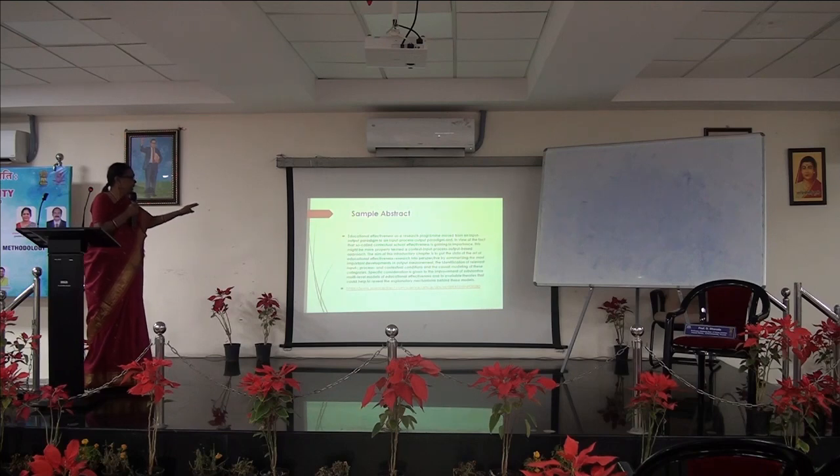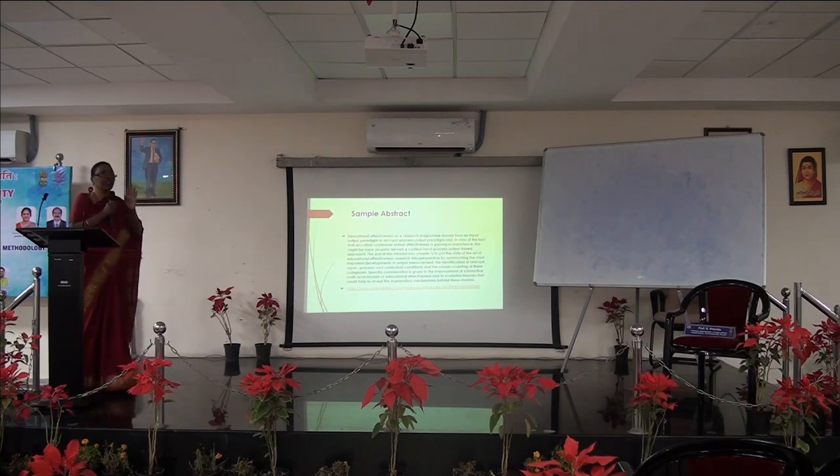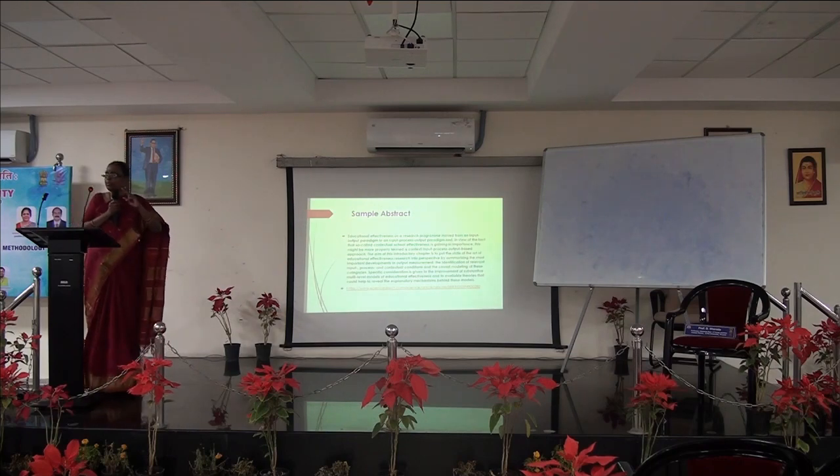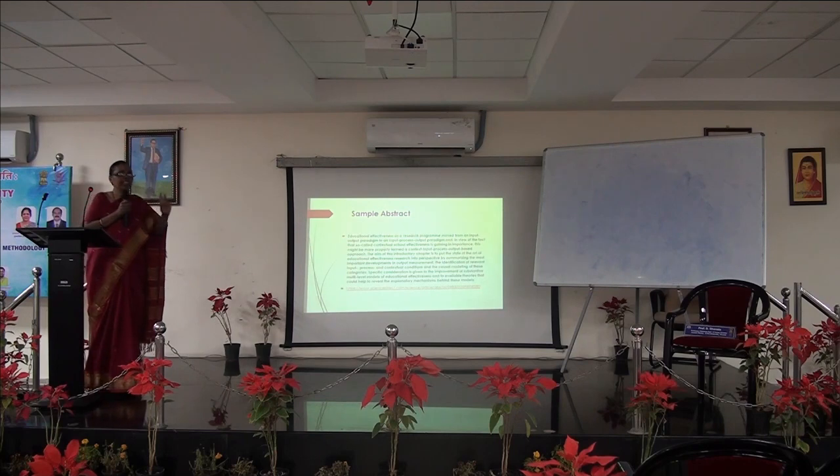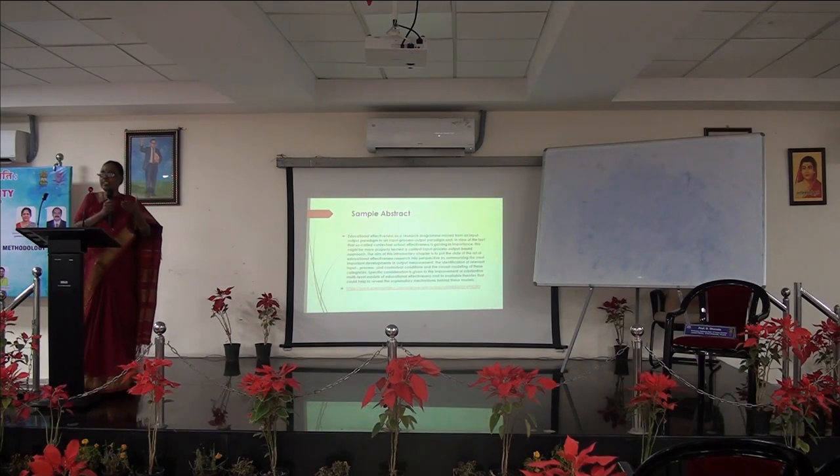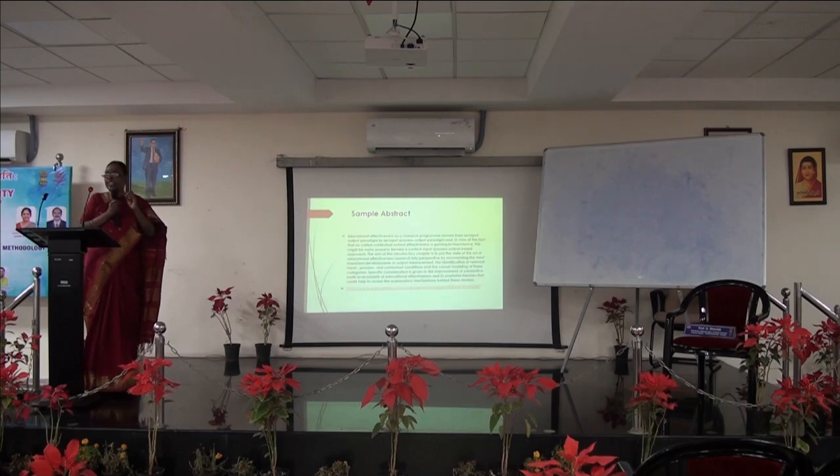If you see 2 lines for introduction, 3 lines for aim and objectives, which are compulsorily stated, and then 2 lines for tools, results, conclusion. All results we don't write. 1 or 2 results, 1 result we write, because the person seeing the abstract should get interested in reading your research article. So it should catch the attention of the reader.